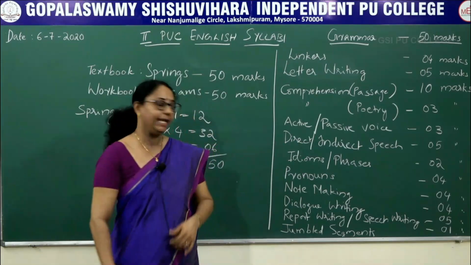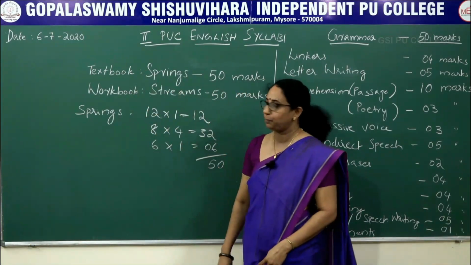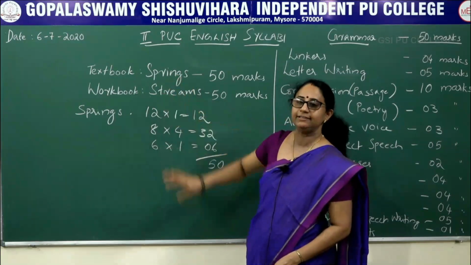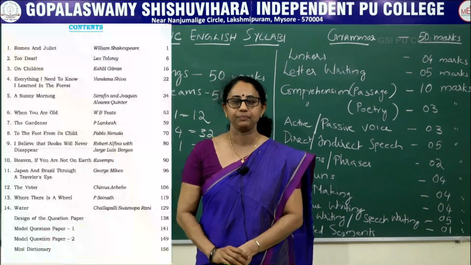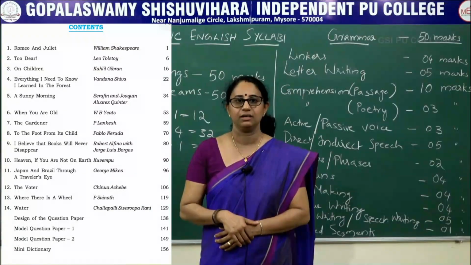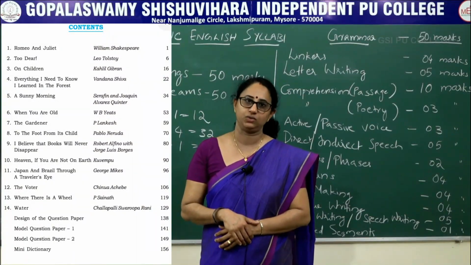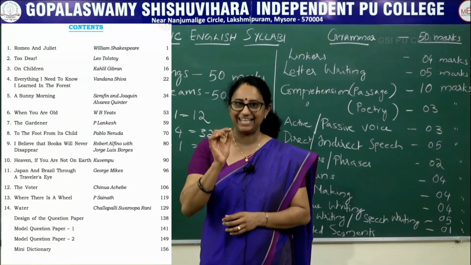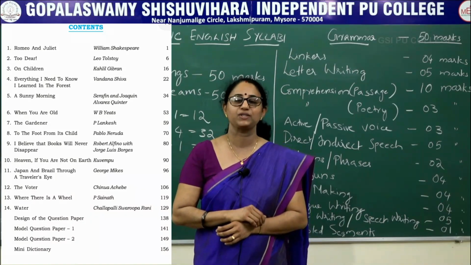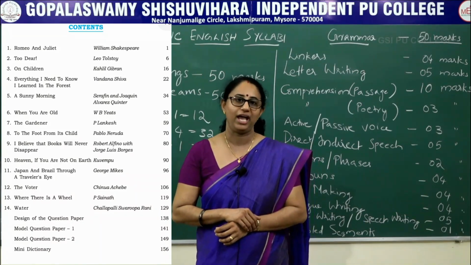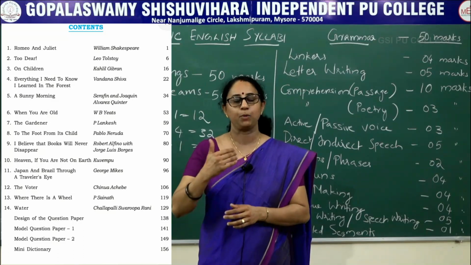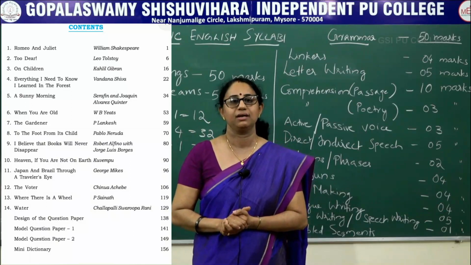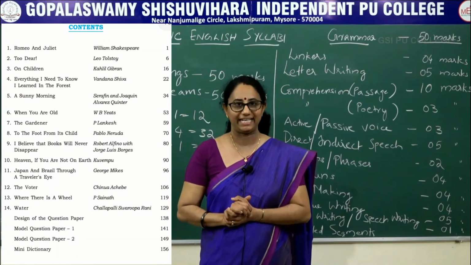Now let me begin with the textbook part. This textbook Springs contains 14 chapters. Out of these 14 chapters, you have 6 poems to study. The first chapter is Romeo and Juliet, an extract from Shakespeare's greatest play, Romeo and Juliet. So 6 poems are there, and the rest, 8 chapters, are under the prose category.